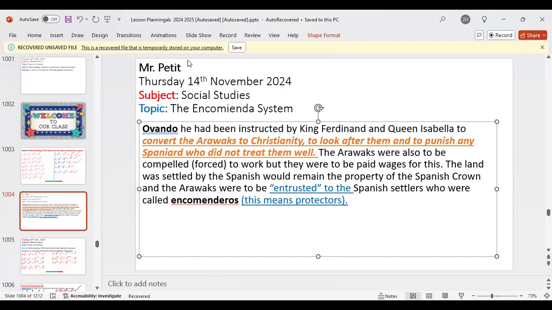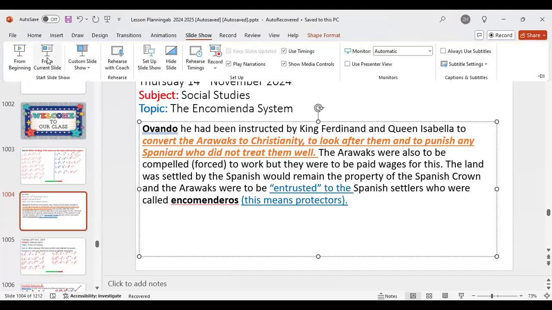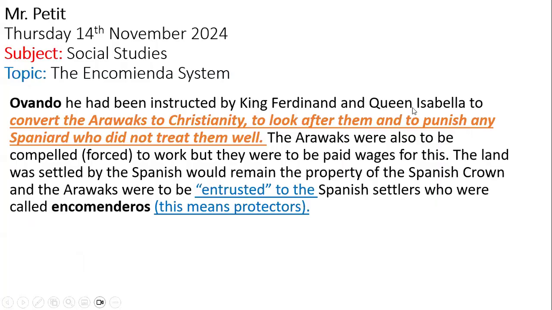But this system, as thought by King Ferdinand and Queen Isabella, in their minds, was a fair system. They're like, this is what we're gonna do. We're gonna be fair to the Arawaks. We're gonna treat them right. No one's supposed to treat them wrong. In fact, the Spaniards who are there are gonna be called their protectors, the encomenderos, in this encomienda system. They're gonna keep them safe. Yes, they're gonna make sure that they work, but they're not gonna harm them. They're not gonna do anything wrong. But that's not what happened.